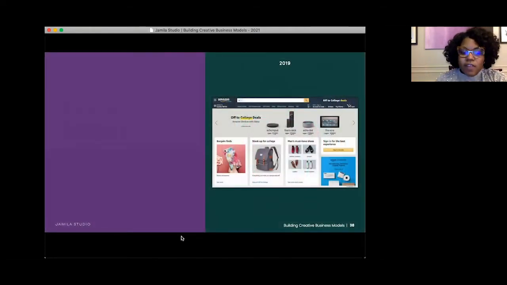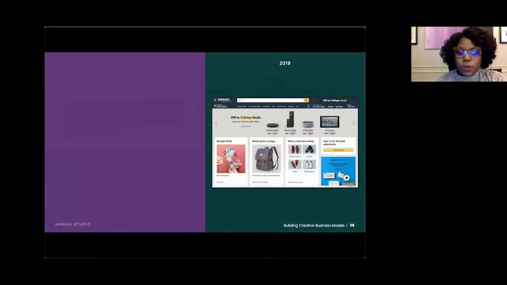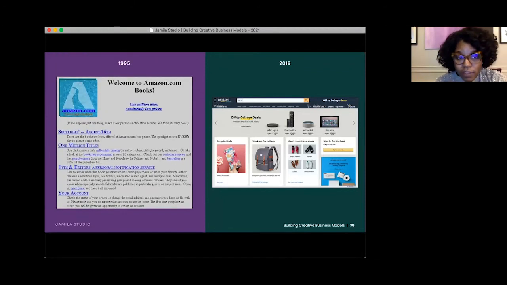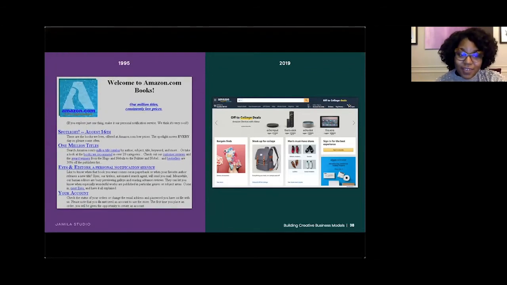Okay, so everyone has probably seen this 2019 version of Amazon, right before they bought Whole Foods, where you could basically buy anything on Amazon. This is what Amazon looked like when it launched in 1995, legitimately night and day.